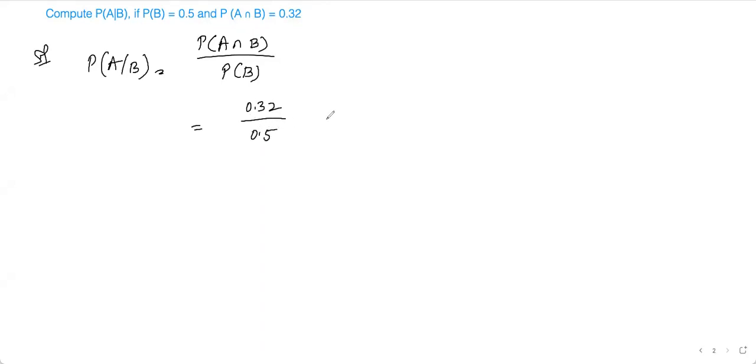Now let us have a look at another problem: compute P of A given B, provided P of B is 0.5 and P of A intersection B is 0.32. Again, P of A given B is P of A intersection B by P of B, which is equal to 0.32 divided by 0.5, which results to 16 by 25. That's the solution.